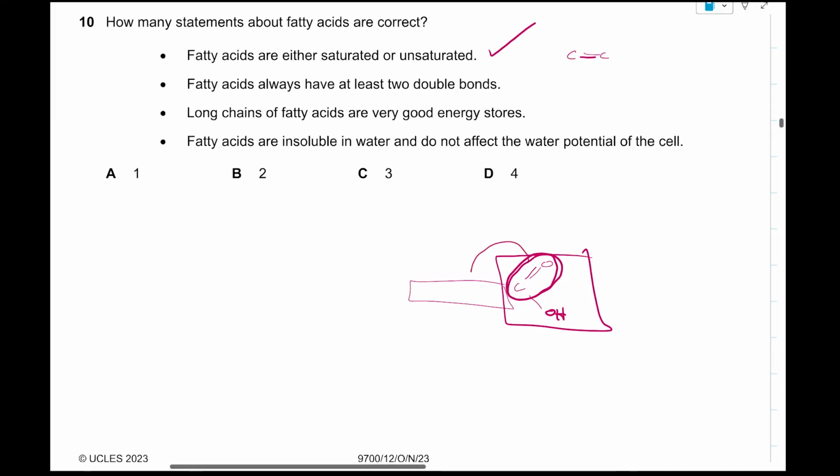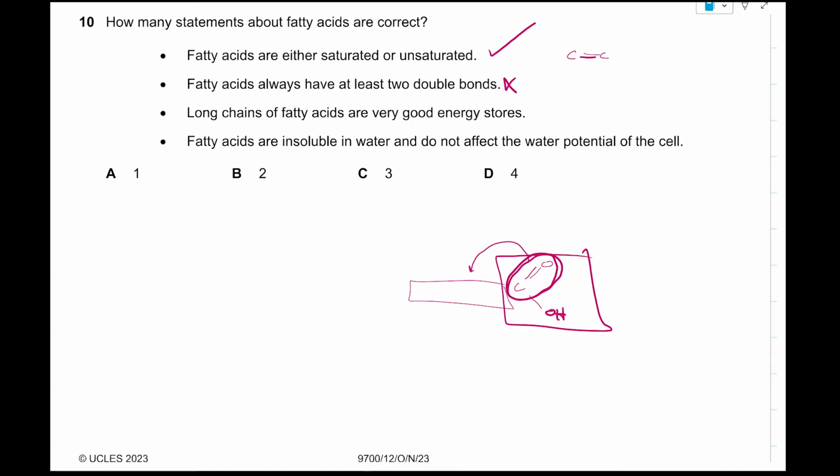But I cannot assume that this fatty acid is saturated or unsaturated. I would never know whether it's saturated or unsaturated. Therefore, this cannot be correct, because if we were to assume that this was a saturated fatty acid, then it would only contain 1, so this is incorrect.